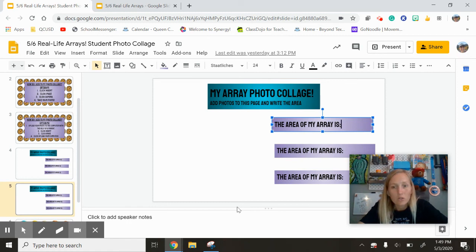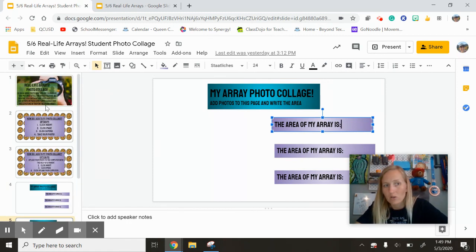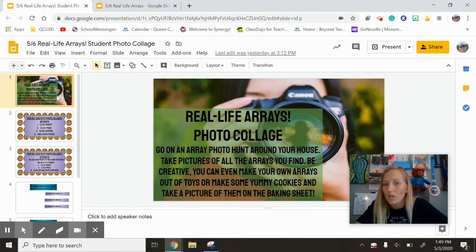Now, again, if it's too tricky or complicated to try to get those photos uploaded, you can always use Dojo and send me the picture and the number for your area on there as well. So have fun with it. I hope you have fun on your photo collage real life array hunt.